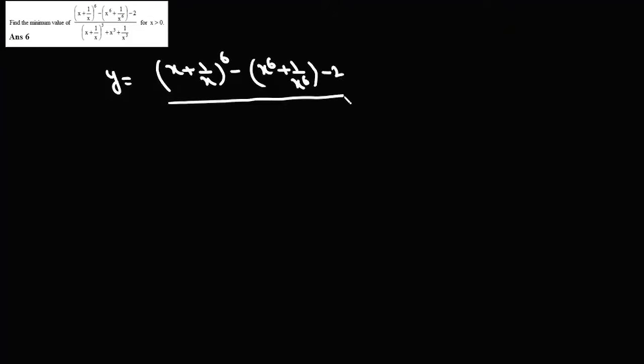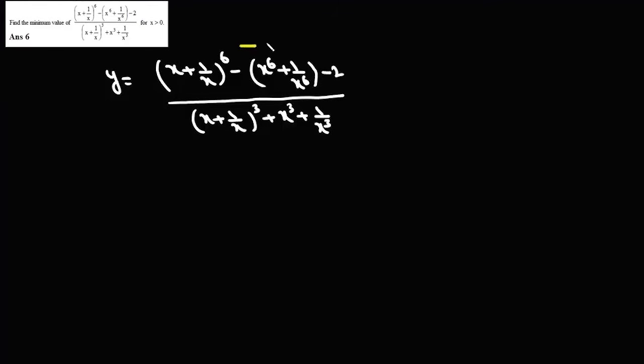Let us take another example. Now here the question is, find the maximum value of this expression for x greater than 0. So here x is a positive number. Now our expression is y equals (x plus 1 upon x) to the power 6 minus x to the power 6 plus 1 upon x to the power 6 minus 2 upon (x plus 1 upon x) whole cube plus x cube plus 1 upon x cube. Here what we'll do is we'll take this minus 2 with this second expression.